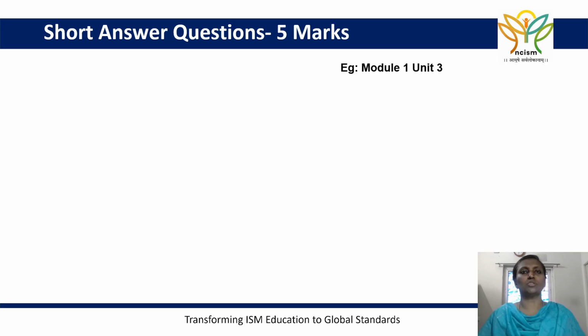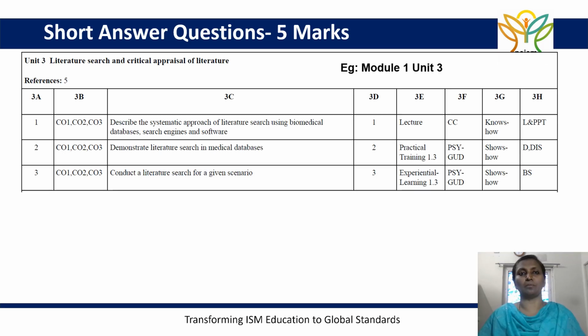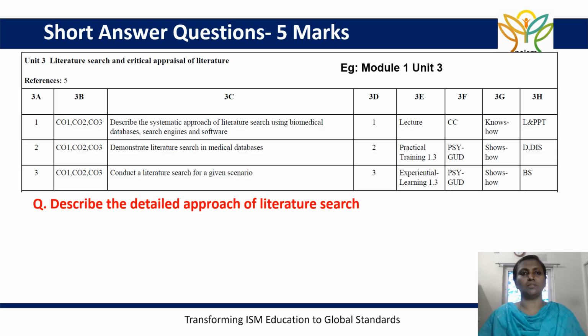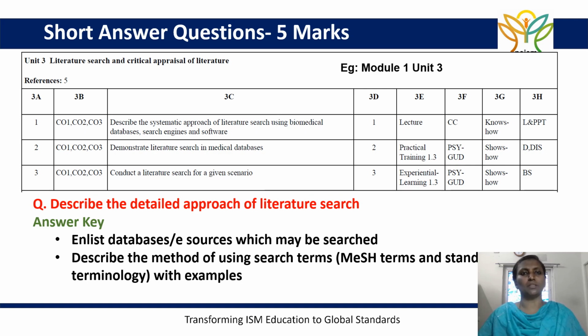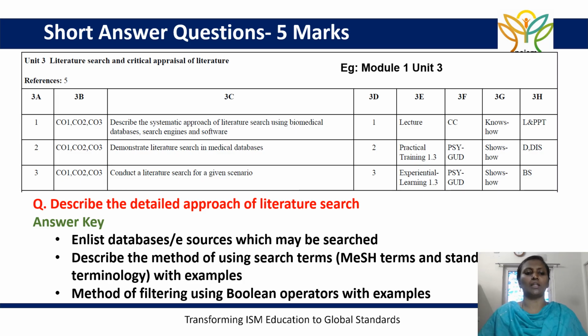Now let's see how short answer questions can be framed. Here we have cited Unit 3 of Module 1, Literature Search and Critical Appraisal of Literature, as an example. The question may be asked as, describe the detailed approach of literature search. And the answer should enlist the database sources which may be searched, describe the methods of using search terms such as MeSH terms and standard Unani terminology with examples, and explain the method of filtering using Boolean operators with examples.